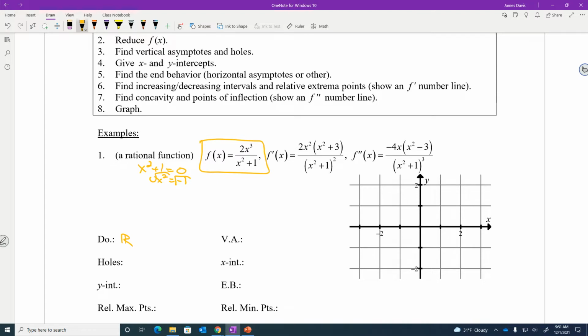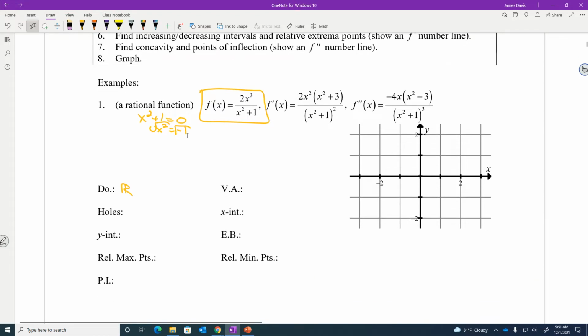Okay. Reduce it if you can. This can't be reduced in any way. That would imply like if you can factor it out and then cancel something, you would want to do so. This you can't factor. So nothing we can do to reduce it. Vertical asymptotes and holes. How do we find vertical asymptotes and holes?